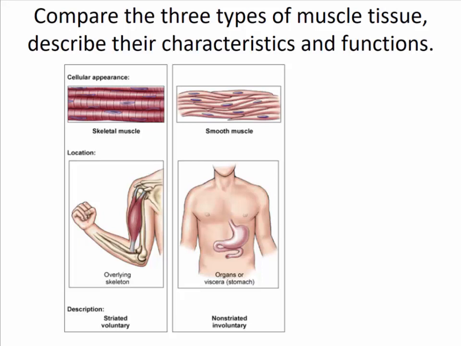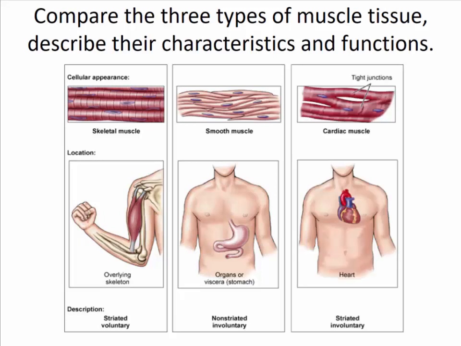The third type of muscle tissue is cardiac muscle. Cardiac muscle is striated, like the skeletal muscle. It's uninucleated, so one nucleus, like the smooth muscle, but the cells are actually branching. So you can see here, while they kind of look cylindrical, there are actually branches to them, unlike the skeletal muscle. And they are not spindle-shaped like the smooth muscle.